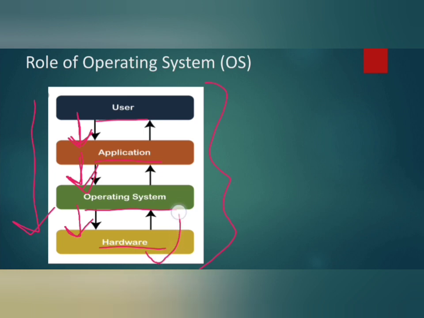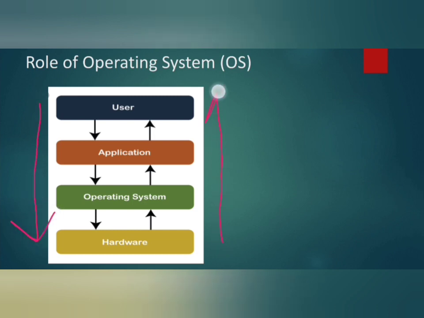Similarly, the hardware then sends the required result or output to the operating system. The operating system again interacts with the application and finally displays it to the user. That is, the output is displayed to the user. So this is the way the request is sent, and this is the way the output is received by the user. So just remember the steps.